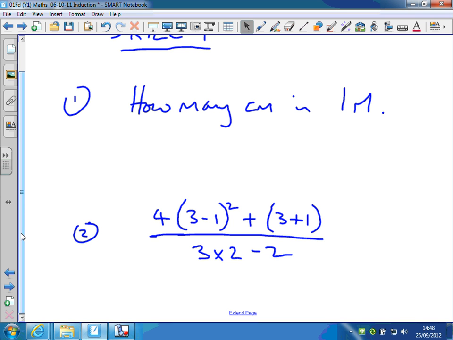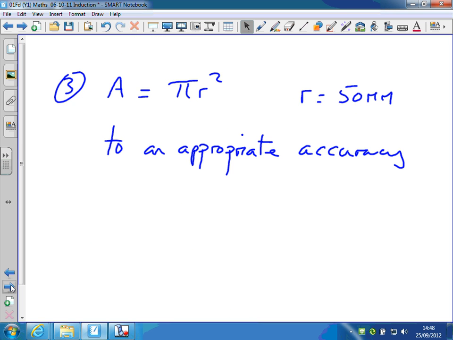Number three. The formula for the circle is area is pi r squared. That's a formula I expect you to remember, so hopefully you knew it already, but for this particular question, I'll give it to you. If the radius of this particular circle is 50 millimeters, then using a calculator, calculate the area to an appropriate accuracy. So you can use a calculator for this one. We'll discuss what I mean by appropriate accuracy afterwards.